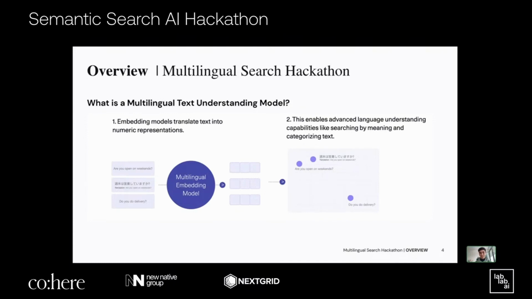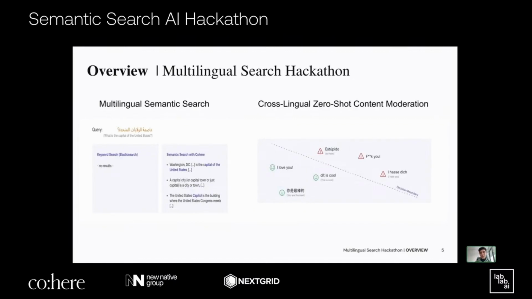Say you have a list of text in different languages, you send them to the model, and the model returns a numerical representation that encapsulates the semantic meaning of your text. This enables advanced language understanding capabilities, where you can use it for search, like searching by meaning, or categorizing your text. This is useful for multilingual semantic search and also cross-lingual zero-shot classification.